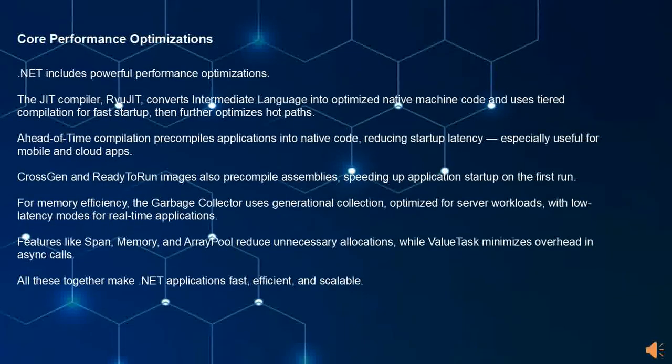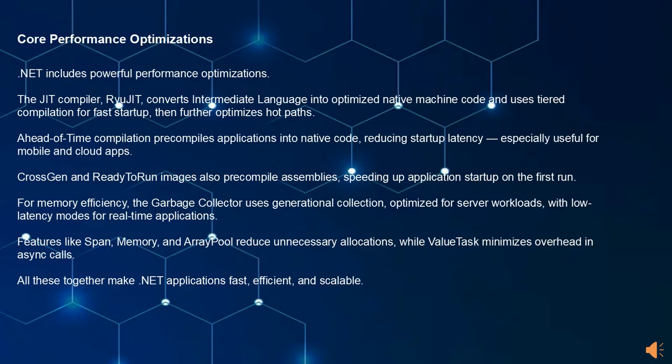.NET includes powerful performance optimizations. The JIT compiler converts intermediate language into optimized native machine code and uses tiered compilation for fast startup, then further optimizes hot paths. Ahead-of-time compilation precompiles applications into native code, reducing startup latency, especially useful for mobile and cloud apps. Crossgen and ReadyToRun images also precompile assemblies, speeding up application startup on the first run.